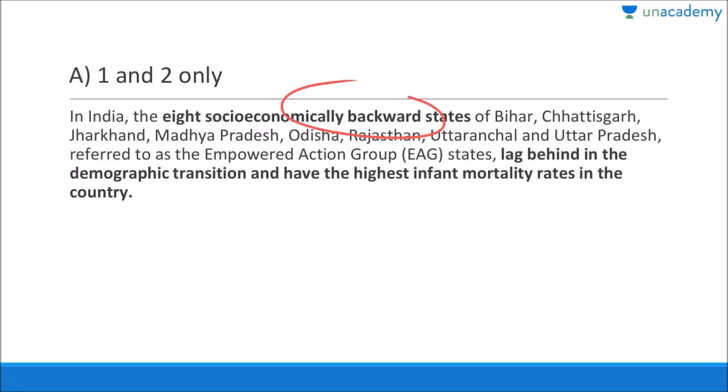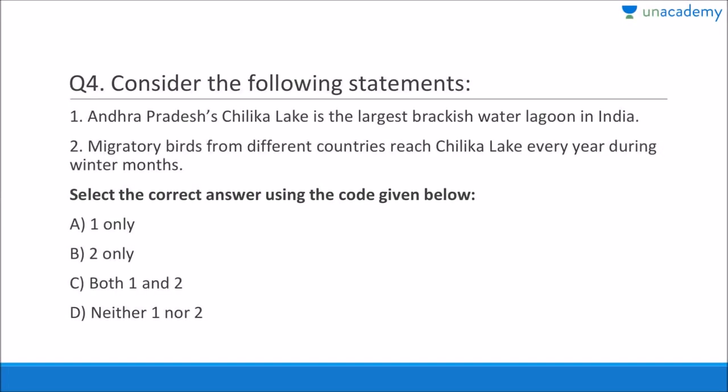So 8 socioeconomically backward states, Bihar, UP, MP, Jharkhand, Chhattisgarh, Uttaranchal, and apart from that 2, Odisha and Rajasthan, are referred to as EAG, and they lag behind in the demographic transition. They have the highest infant mortality rate in the country. Question number 4. Andhra Pradesh Chilika Lake is the largest brackish water lagoon in India.